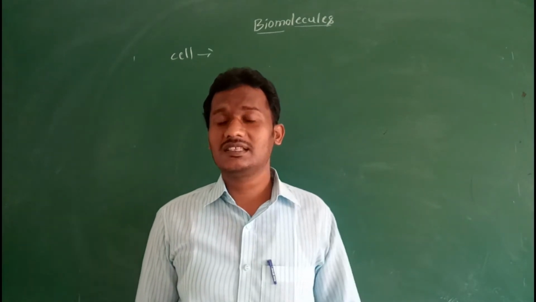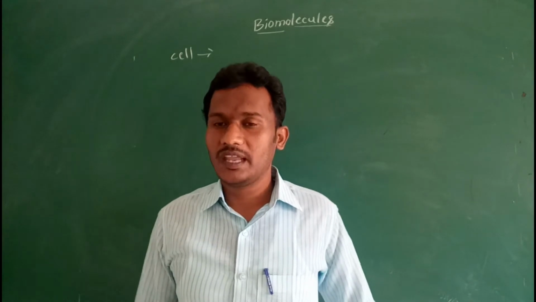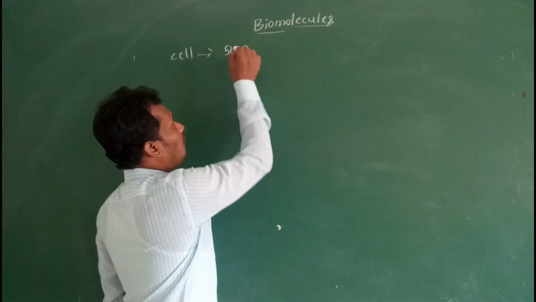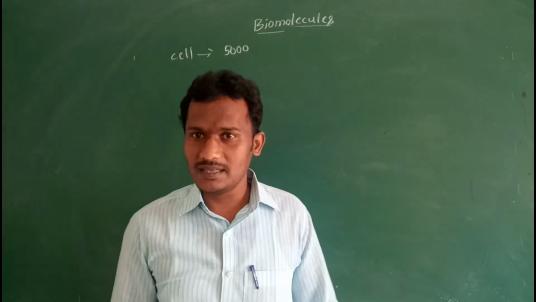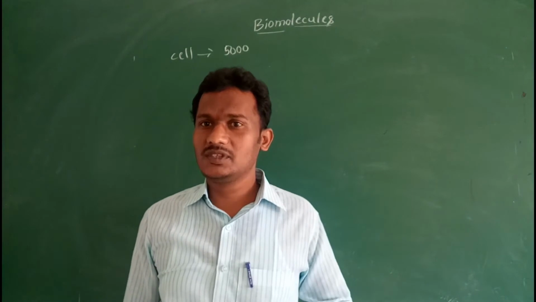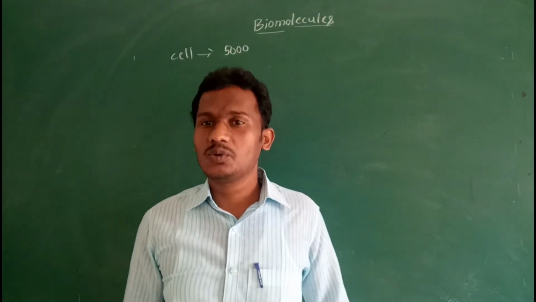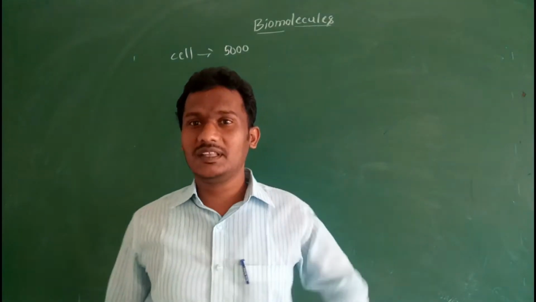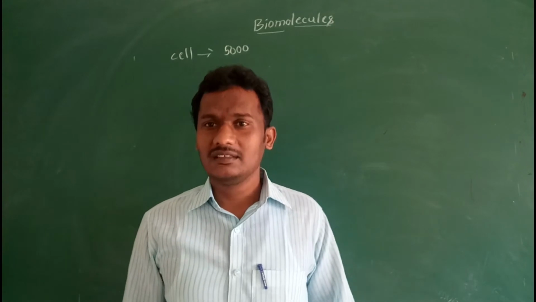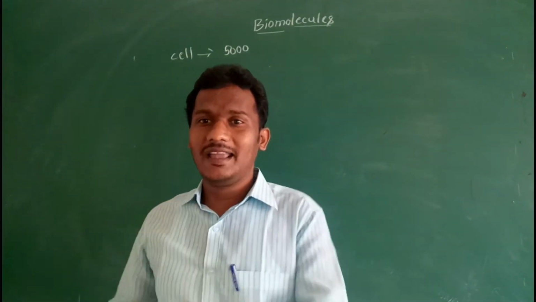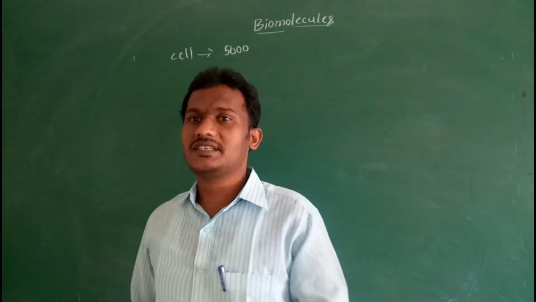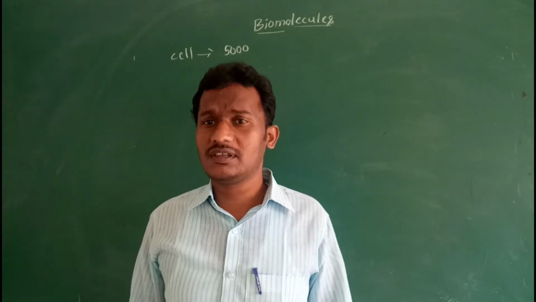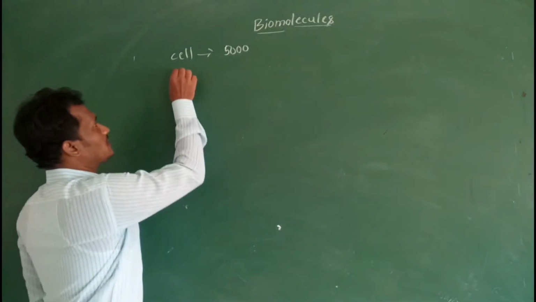Within these cells, different types of chemicals are present. Approximately more than 5,000 types of chemicals are present in a cell, within an organism's body. The science that deals with these chemicals, the physical and chemical reactions among these chemicals, and the entire living process is known as biochemistry.